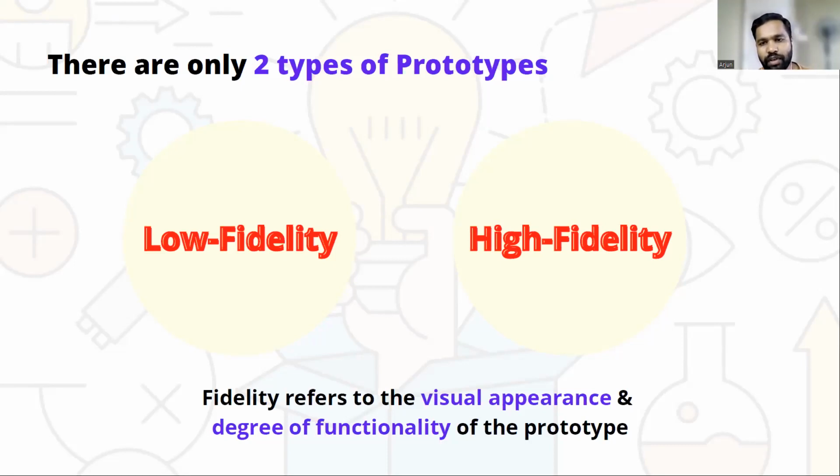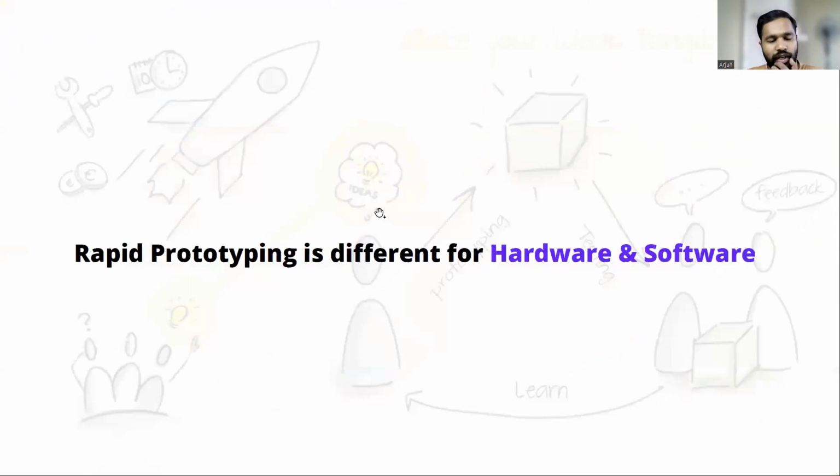So if it is a high fidelity prototype, basically the visual appearance of that prototype and the degree of functionality that prototype provides is very close to the end product itself. But if it is a low fidelity prototype, then the visual appearance and degree of functionality are very low when compared with what the real product will look like. And prototyping is different for hardware and software.